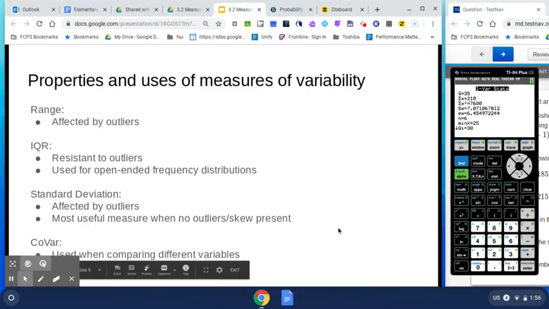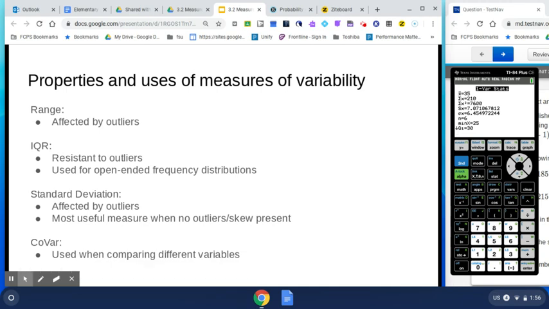Okay, just some last minute thoughts about properties of the measures of variability. The range, since it uses the min and the max, is going to be affected by outliers in the data set. The IQR is not going to be affected by those outliers or extreme values. So we say that it's resistant to outliers. It would be the preferred measure if it is used on skewed distributions or distributions that have outliers. It is also used when we have one of those open-ended frequency distributions, like if a class said 50 plus.